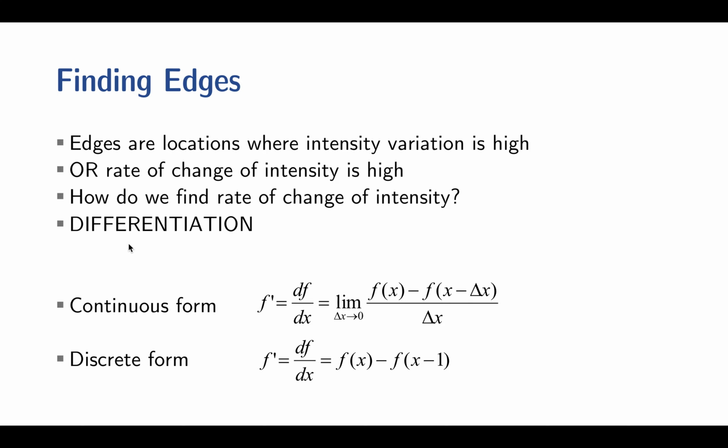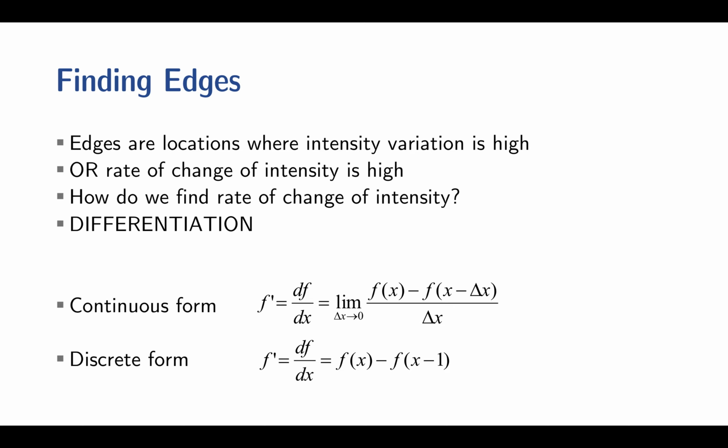All right. So we started talking about features, and in features, the first feature that is the simplest to understand is edges. So we started talking about edges in the last lecture, right? So we said edges are locations of intensity variation, right? So they are locations where intensity changes rapidly. Another way to say the same thing is that the rate of change of intensity is high. And we know how to measure the rate of change of something, that's differentiation.